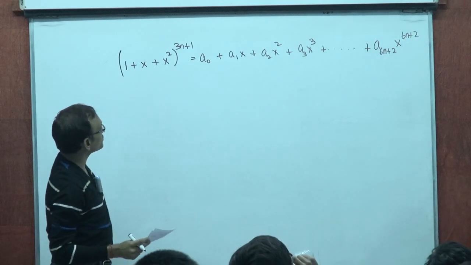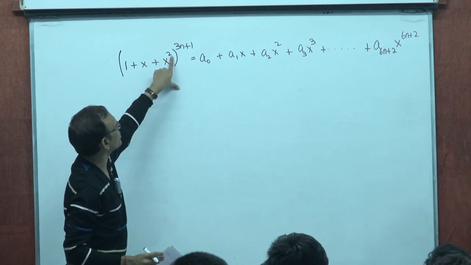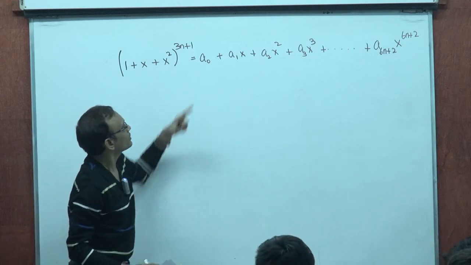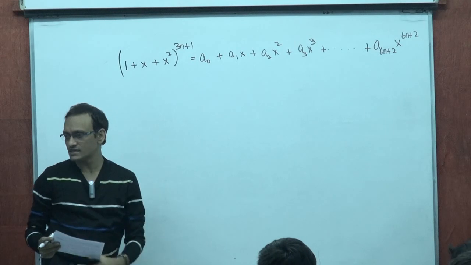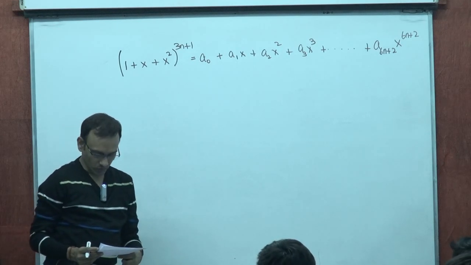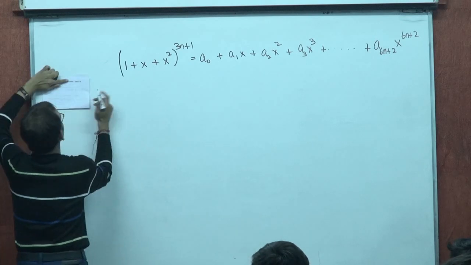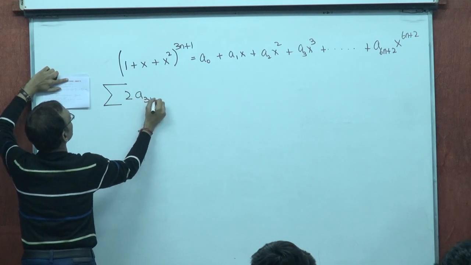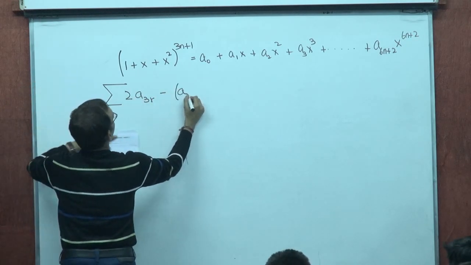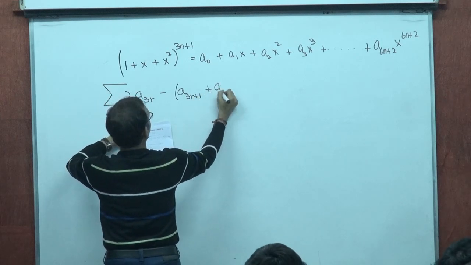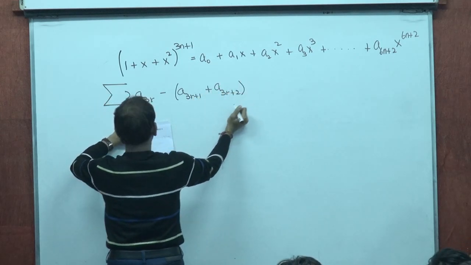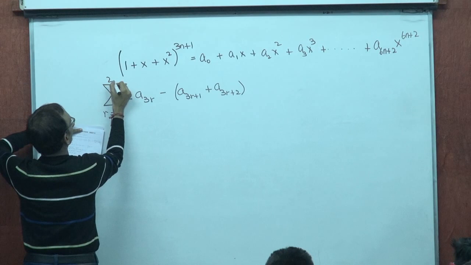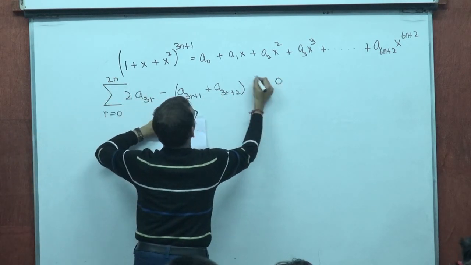(1+x+x^2) to power 3n+1. Obviously, the highest power of x would be x to power 6n+2, as you can see. So this is a power series from x to power 0 to x to power 6n+2. Now what we want to establish is, given this, summation of (a_3r - a_(3r+1)) ... a_(3r+2), for r equal to 0 to 2n, equal to 0.